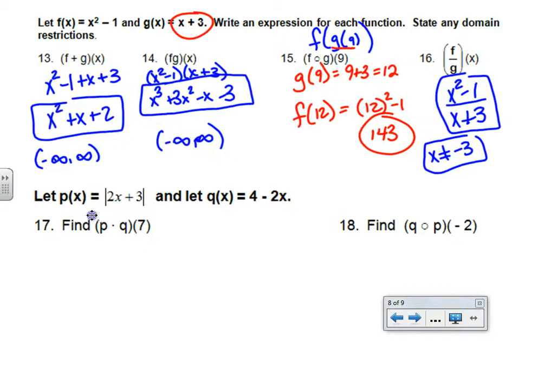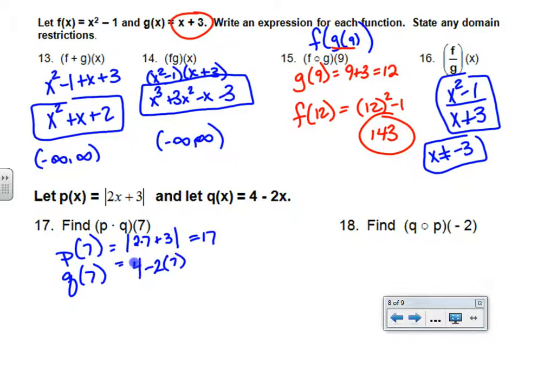Okay, the next example, here's my new function for p and for q. They want p times q evaluated at 7. So we're going to evaluate p at 7, but also q at 7, and when we get our two answers, we're going to multiply them together and find the product. So p at 7 is 2 times 7 plus 3, which is 14 plus 3, which is 17, absolute value. And then q of 7 is 4 minus 2 times 7, or negative 10. And if I multiply 17 times negative 10, I get negative 170.